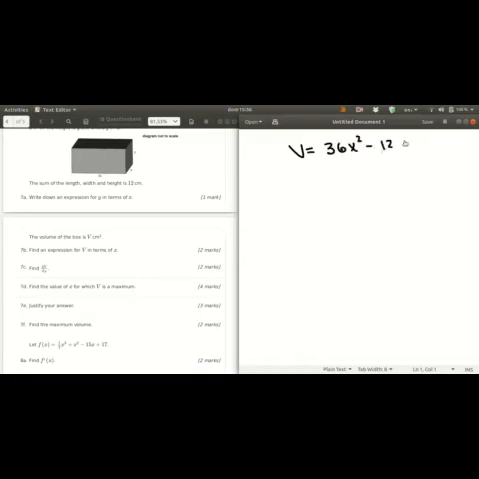Find the maximum value. Simply replace the value of x that you found before into the formula for the volume.